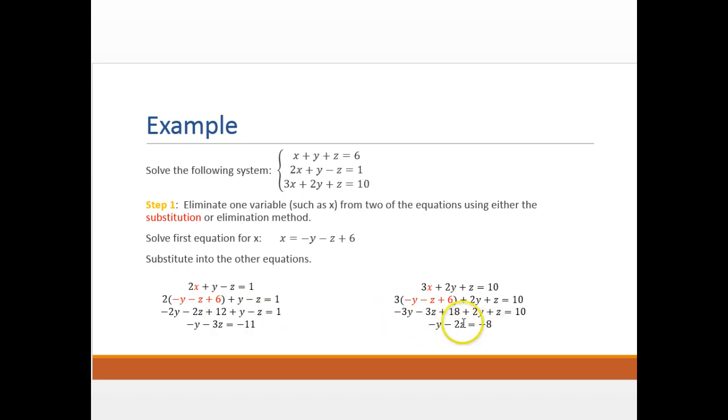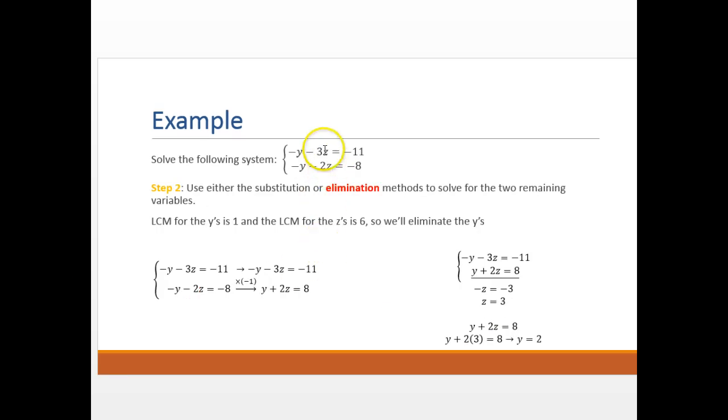We now have a system of 2 equations with 2 variables. We can apply either the substitution or elimination method. Let's use the elimination method. Here your LCM is 6. Here your least common multiple is 1. They're both negatives, so I need to change one. I'm going to leave the top one the same. I'm going to change the bottom equation by multiplying everything by negative 1.